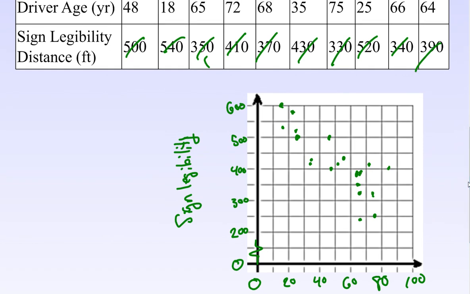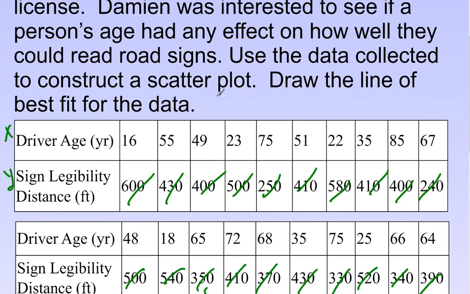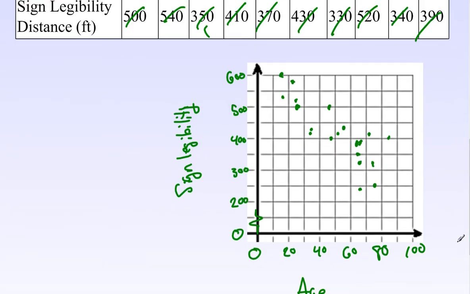All right, so we have all of the data plotted. Now, what does it ask us to do? It asks us to graph the data, use a collected line to construct a scatter plot. Check. Draw a line of best fit for the data. I'm looking at this. It appears to be linear, going downhill, something along those lines.